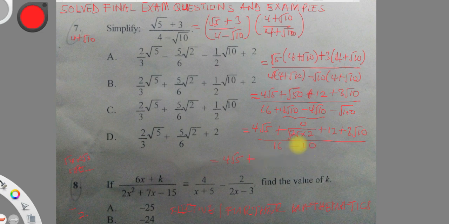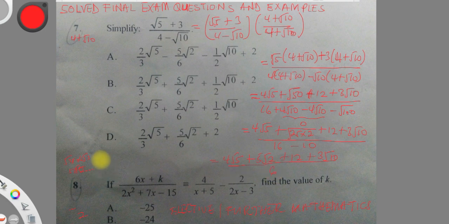So this one will be what? This one is 5 root 2. And then plus 12. And then plus 3 root 10. Okay, 3 root 10, all over, what? 60 minus 10 is 6. So this is what we get.